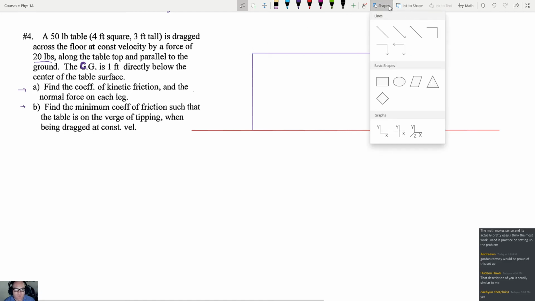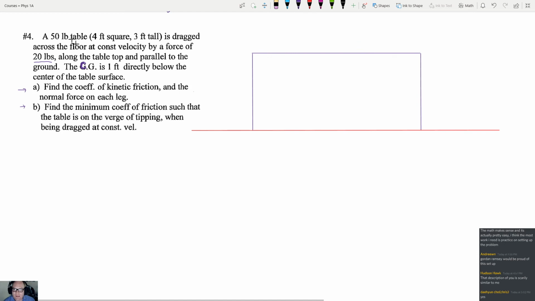And now we can talk about what they're saying in the problem. It says a 50-pound table, so that's the weight of our table. It's 4 feet square and 3 feet tall, so we can say that it's 4 feet square on the top, which means that this is going to be 4 feet in this direction, and this will be 3 feet in this direction here. We also know the center of gravity is 1 foot directly below the table, so we could come right about the middle here. That's about a foot beneath that, so a third of this distance. And we could go ahead and draw on that first vector for the weight so that we know what that all means. So there's our weight.